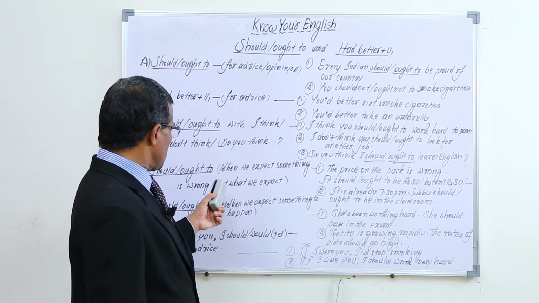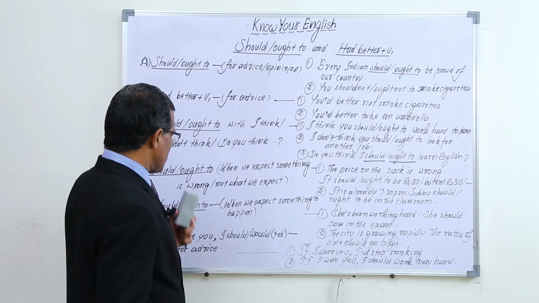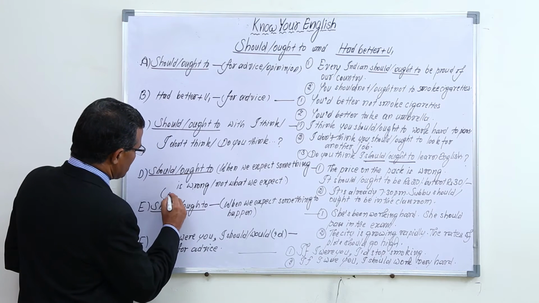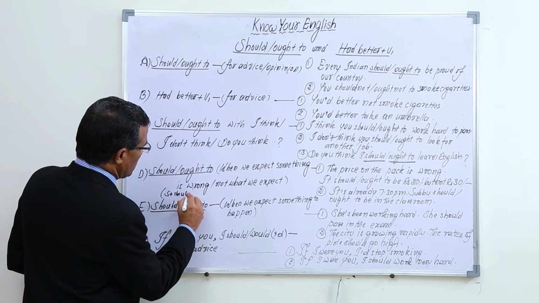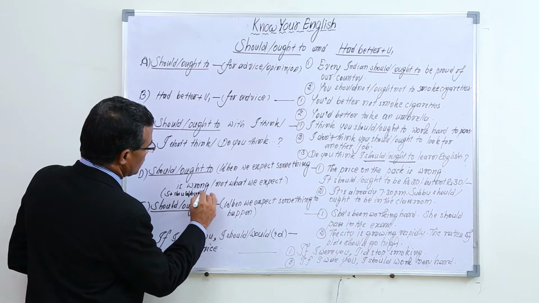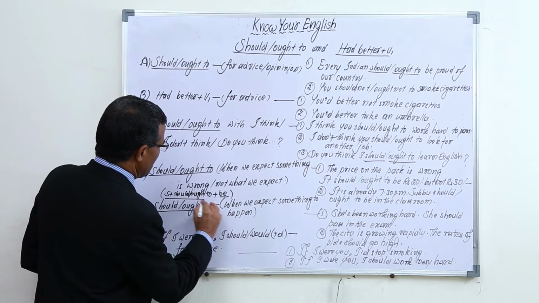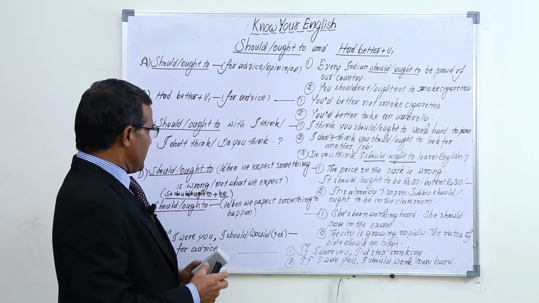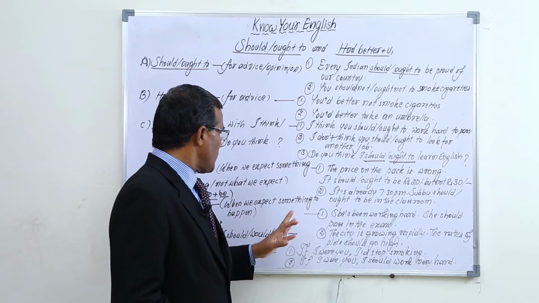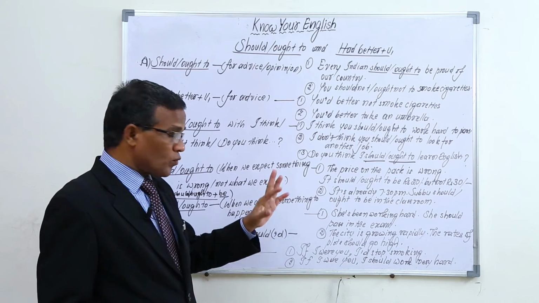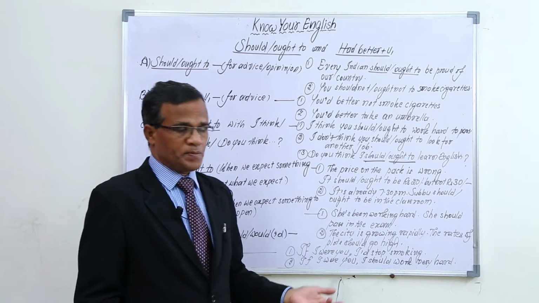Now next, should or ought to, when we expect something is wrong or not what we expect. The structure here especially is subject, should or ought to, plus be. This is very important, be. Here you see, when we expect something is wrong or something is not what we expect.